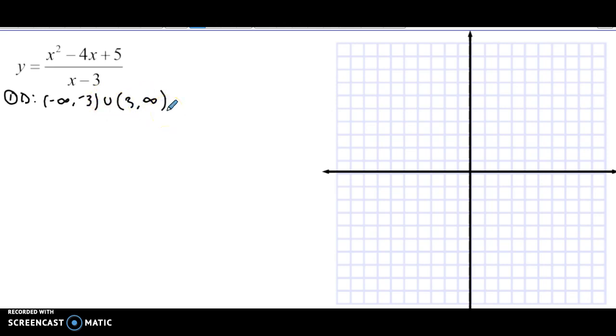Sorry, this should be a +3. So -infinity to +3, union 3 to infinity. Number 2 is to verify if there are any holes. Well, if I simplify this, I'm not going to get any holes, so there's no holes.